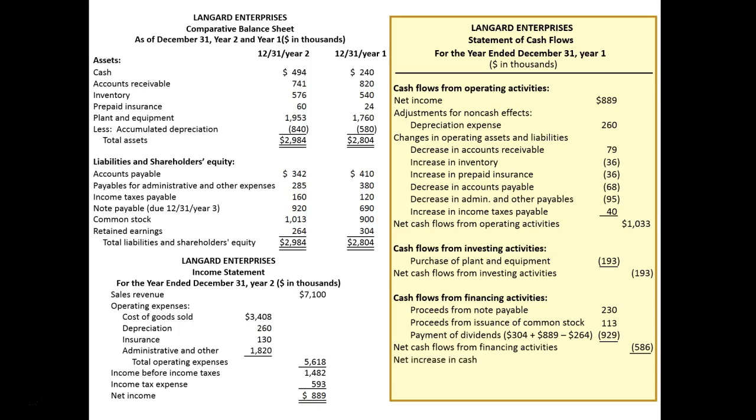We add those three lines in the second column together to get our net increase in cash. We start with year 1 in cash, which we show as $240,000. The net increase in cash plus our cash from January 1 should equal our balance as of the end of year 2.